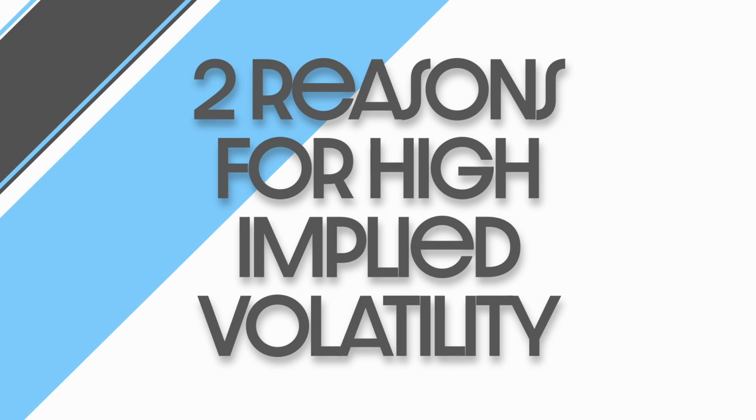This is a trick that market makers are able to do to protect themselves from paying out big rewards to you for getting the direction right. If you want to become a master at options trading, it's not so much about the direction of the trade, but more about implied volatility. Two reasons for high implied volatility.